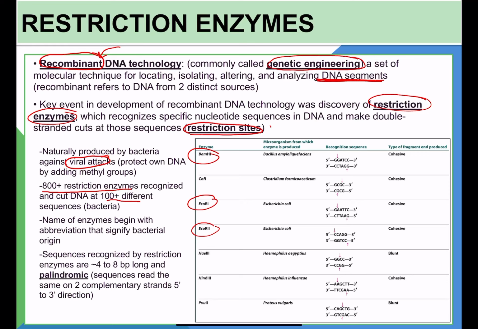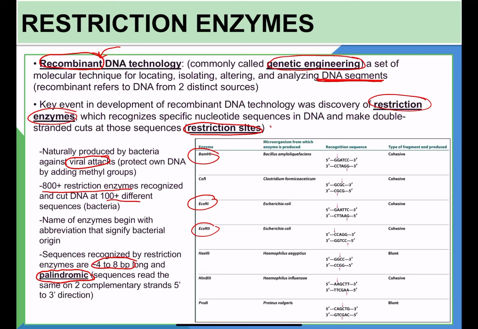Anyway, the sequences that are recognized by these restriction enzymes are usually pretty short, anywhere from about 4 to 8 base pairs long, and most of them tend to be what's called palindromic. I think we have already mentioned this word once before in another chapter, but it means that the sequences are read the same way going from 5' to 3' end on both strands.